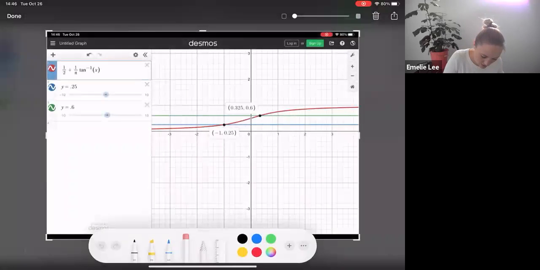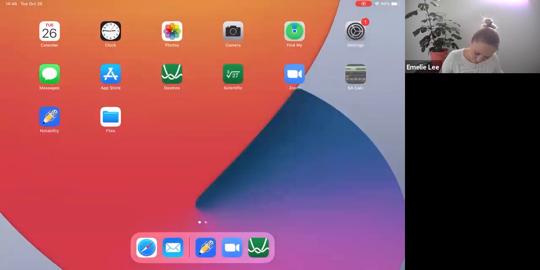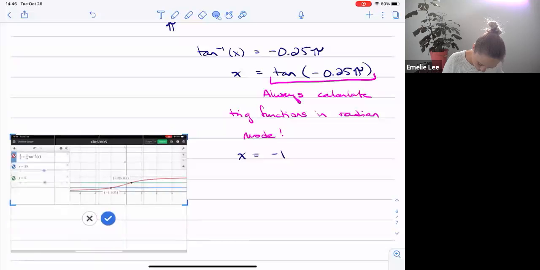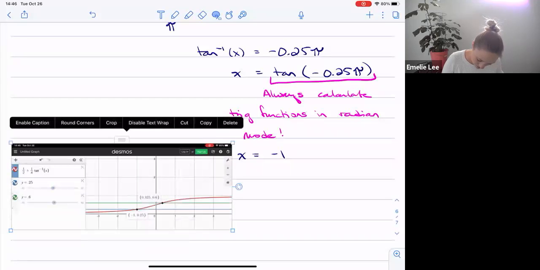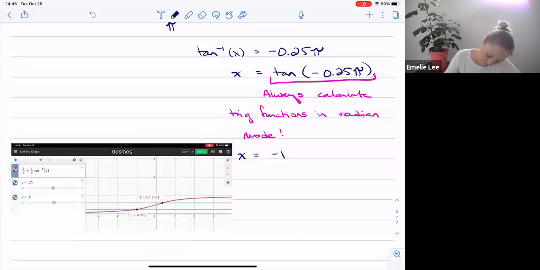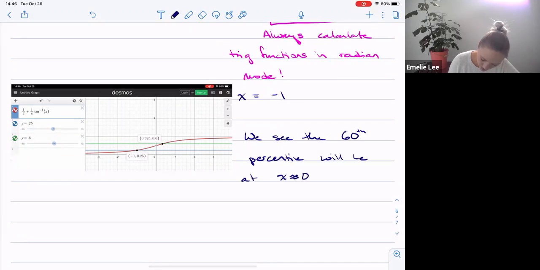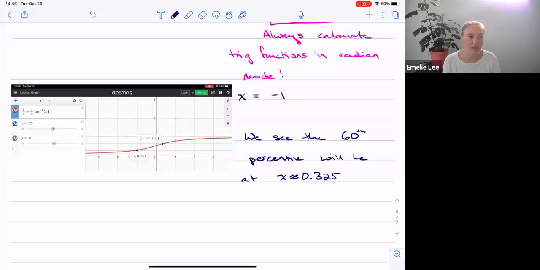So I'm going to screenshot this. We see the 60th percentile will be at x approximately 0.325, because I went through and did the calculation, and it does round to 3 decimal places, and so that's what it's done.